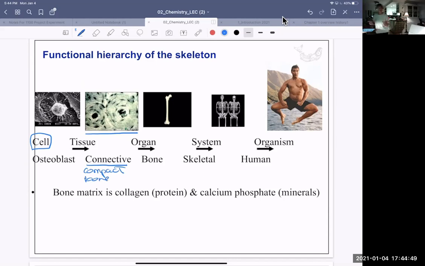The compact bone forms a structure. In this case, the structure is a long bone. All of the bones together make the skeletal system, and all of the systems together make an organism of the human. How did George Clooney get in there again?